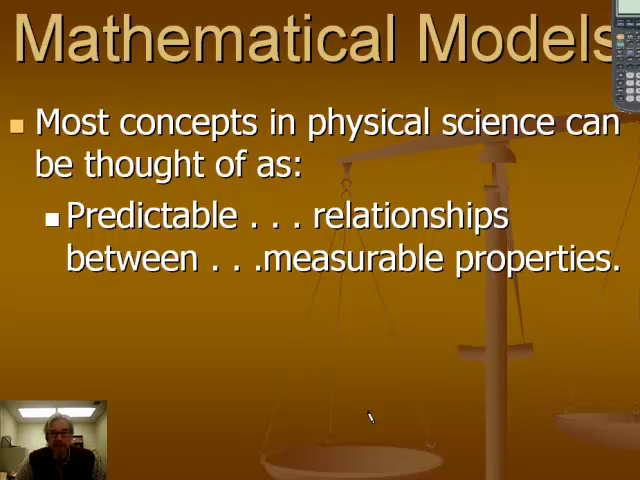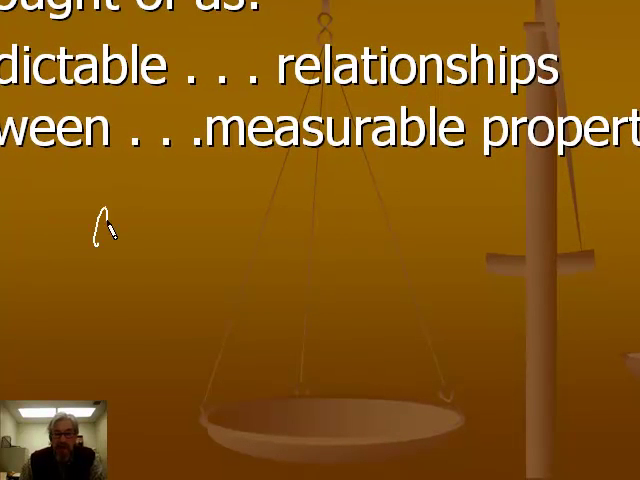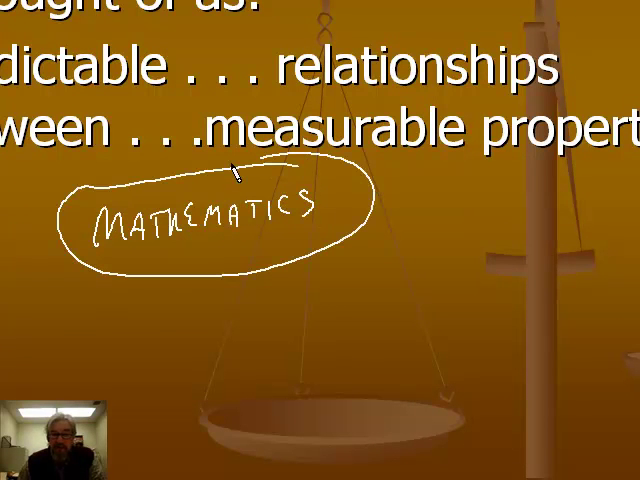This brings us to the idea of mathematical models. Most concepts in physical science can be thought of as predictable relationships between quantitatively measurable properties. The most efficient way then to talk about these predictable relationships between measurable properties turns out to be through the language of mathematics. Most of the math that you learn in math classes was not invented by mathematicians.